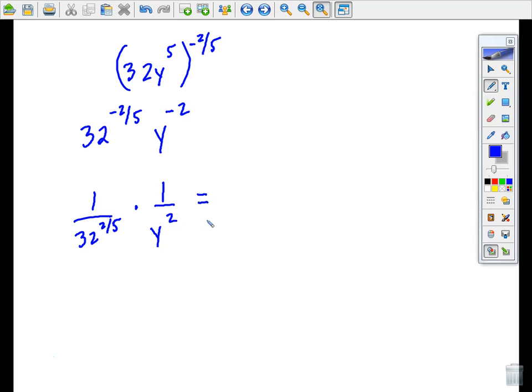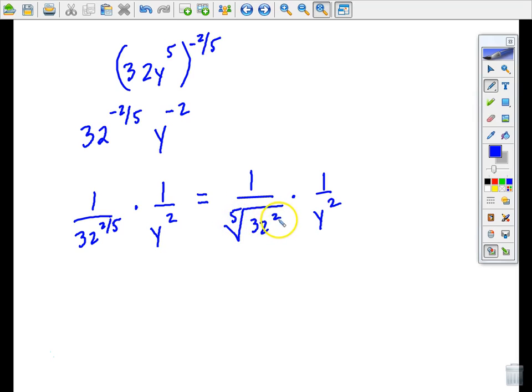Okay? And Matthew, what is the radical form of 32 to the 2/5? The 5th root of 32 squared. So again, let's break that up into two parts. What's the 5th root of 32, Bradley?